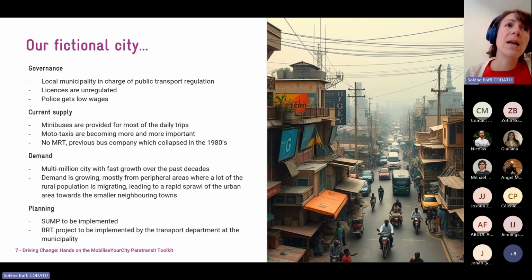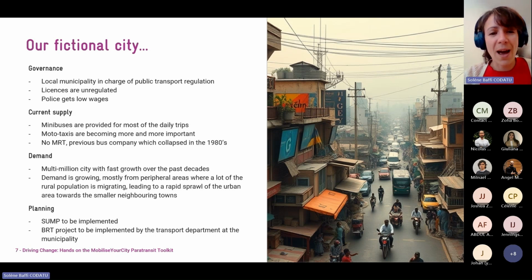In terms of planning, there is a sustainable urban mobility plan that is soon to be implemented, and a BRT project has been in the conceiving phase. So not planned already, but currently being under study. So this is our fictional city. We will go back to these main features within the next exercises.